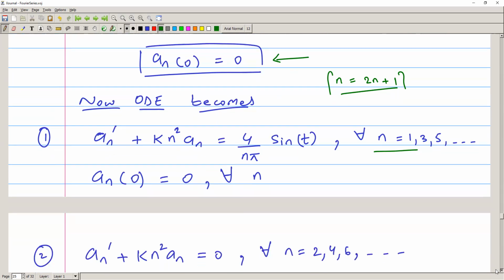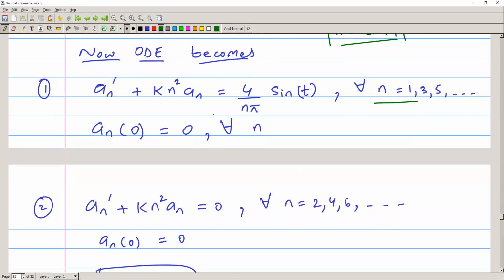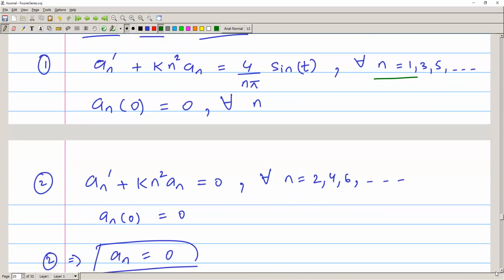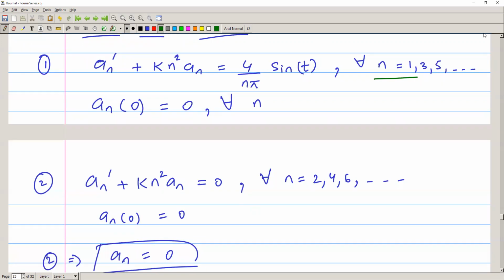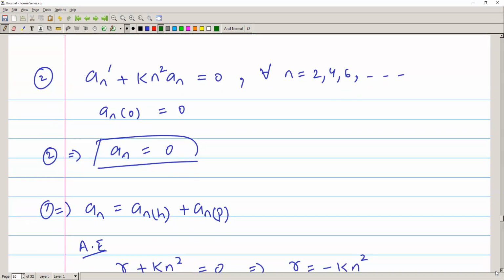All right, so an prime plus k n squared an is equal to 4 over n pi sine t, and an of 0 is 0. We'll solve this equation. This is a first order ordinary differential equation, in fact a linear ODE. We'll find the integrating factor and solve this ODE, or we can solve it by using the auxiliary equation and work out the homogeneous solution and then the particular solution for sine t. So here is the idea.